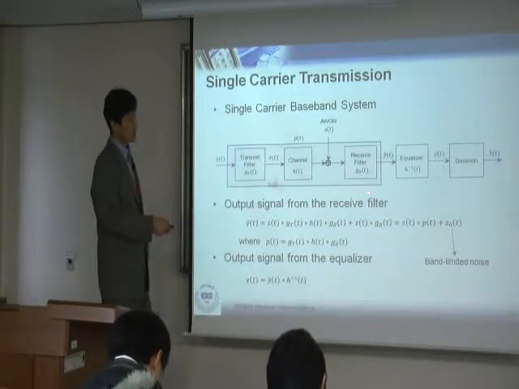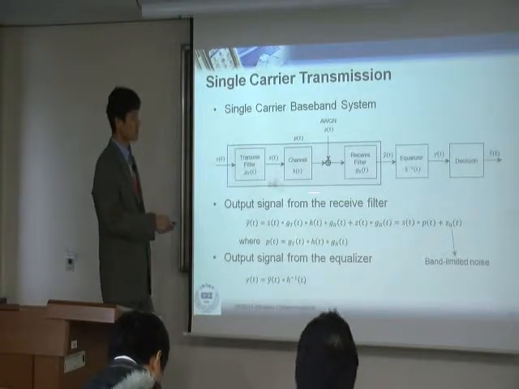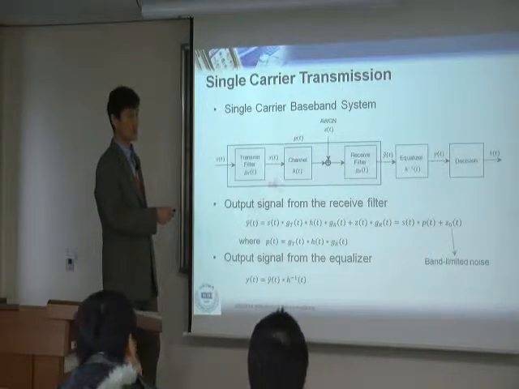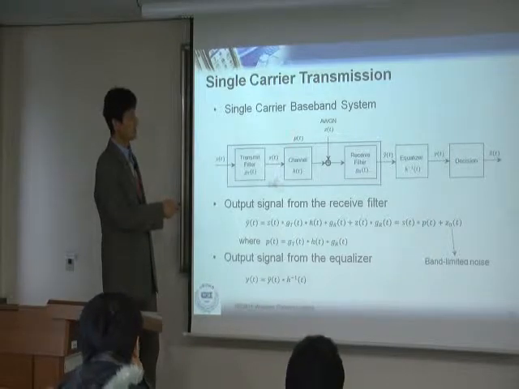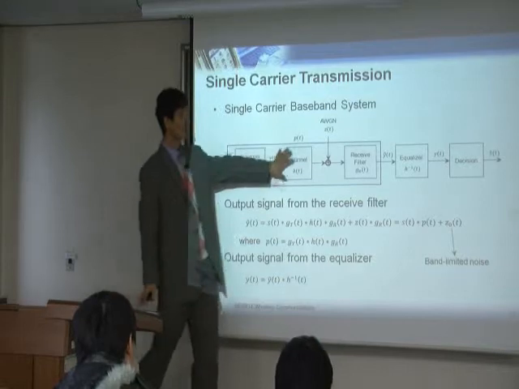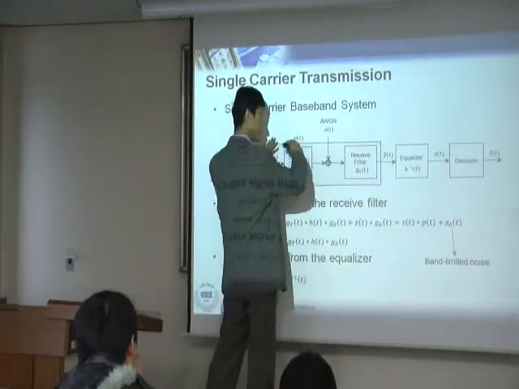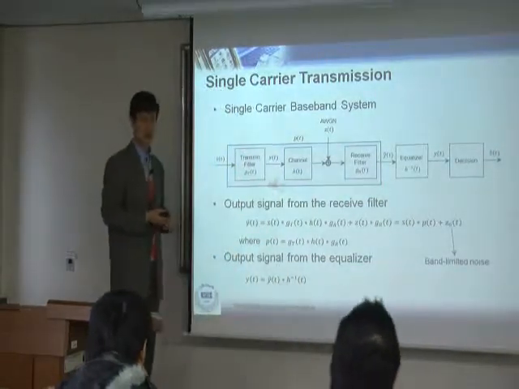What we can do is make a model like this, and combine these three blocks, pull them together, and call that p(t). p(t) is something like a virtual channel. This is the actual channel, but considering the transmit filter and receive filter, we put them all together and treat the whole thing as an effective channel. We can consider it that way.